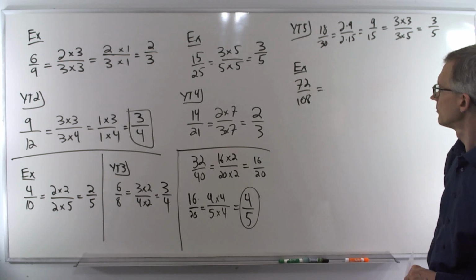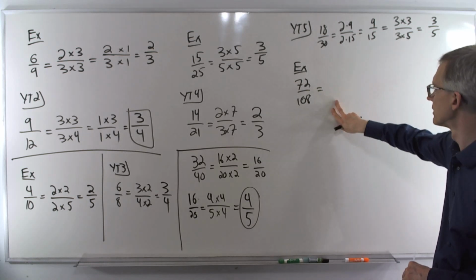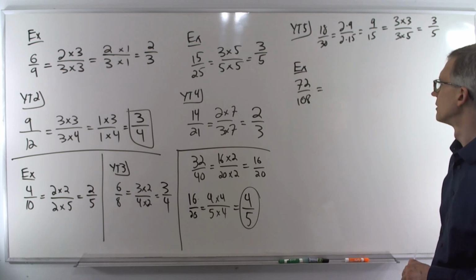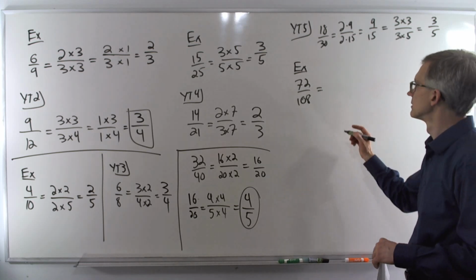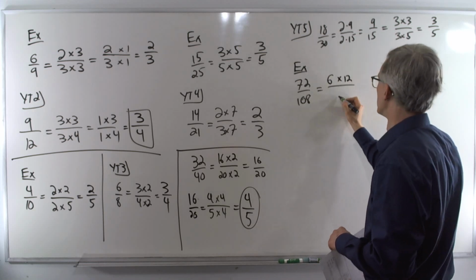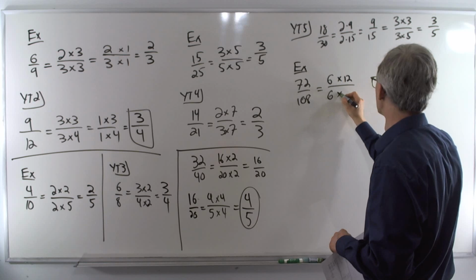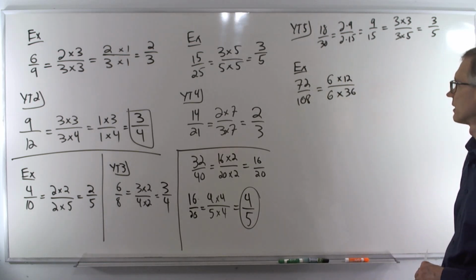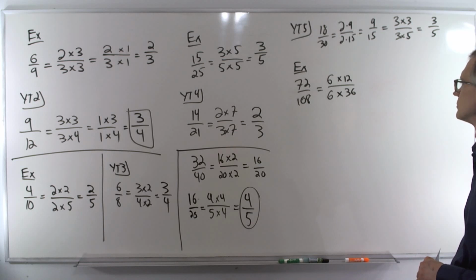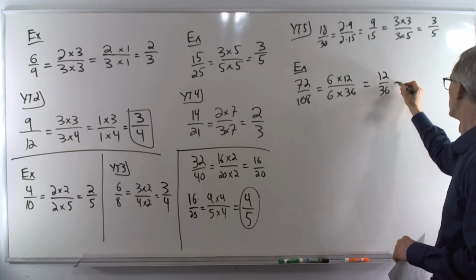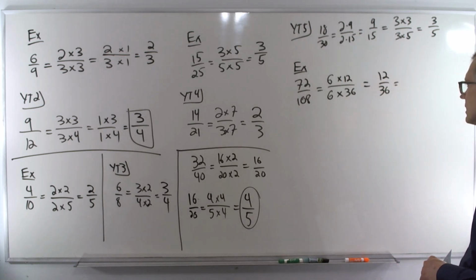So it can be a little more difficult in this case to see what's going to divide evenly here. It looks like we have a common factor of 6. All right, so we can factor out a 6 in both of those. 6's cancel. And we get 12 over 36.